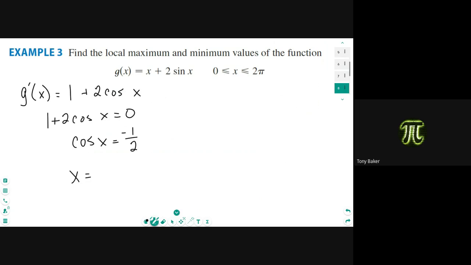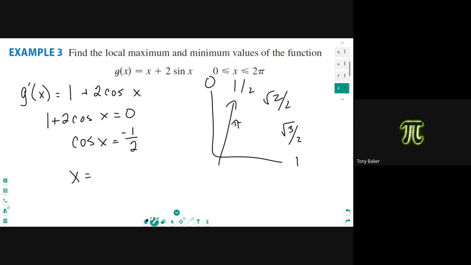Okay, good. So now if we look at just the first quarter, because that's typically what people remember, cosine starts off at 1 and goes to 0, right? So the next ones would be square root of 3 over 2, square root of 2 over 2, and then square root of 1 over 2, or 1 over 2. So that right there is pi over 3.